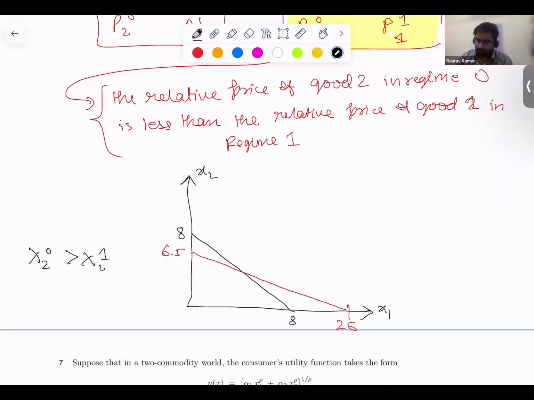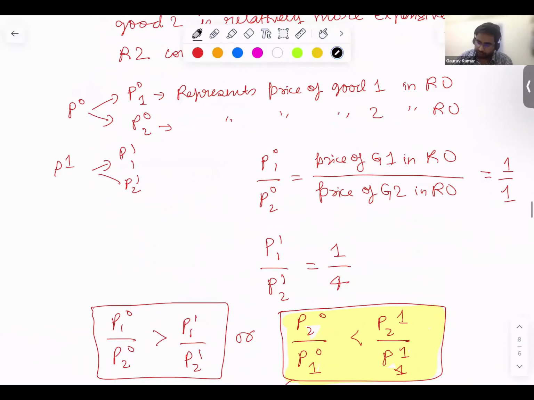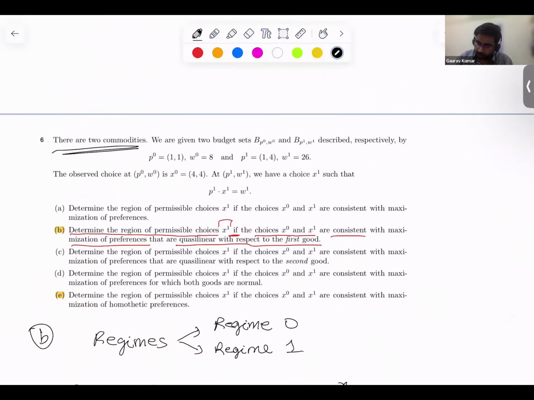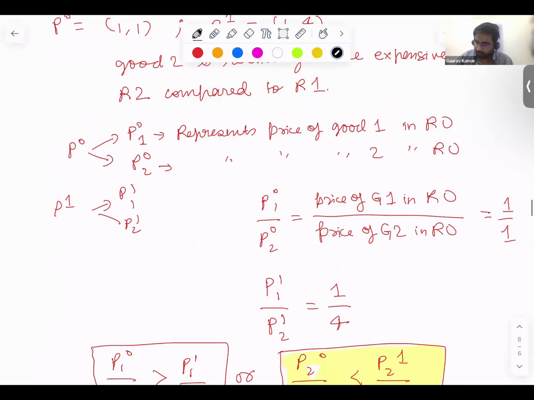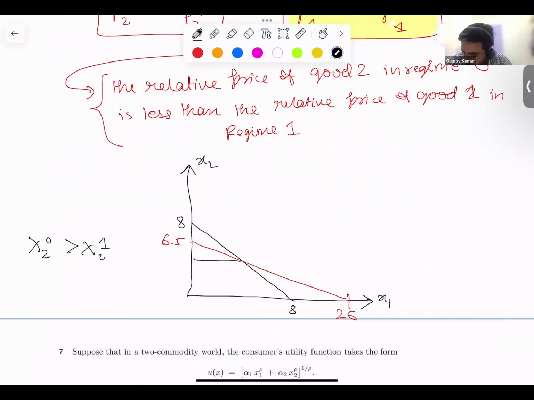Okay, so in regime 0 you have already been given the consumption bundle. Let's mark that. Suppose 4 comma 4. This line won't pass through 4 comma 4, I'll just correct it. Okay, so in regime 0, this is your choice bundle 4 comma 4 that has already been given to you. Now you are being asked in regime 1 what will be the permissible range of choices for good 1.